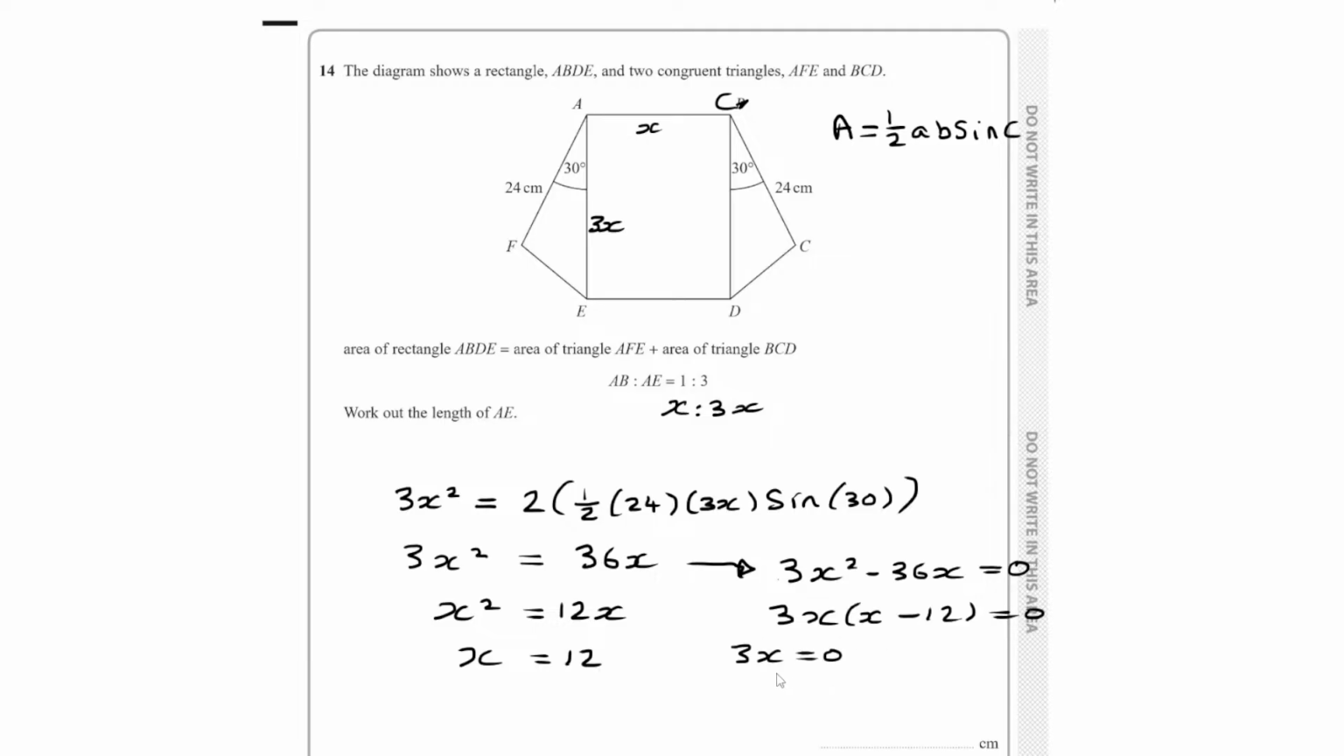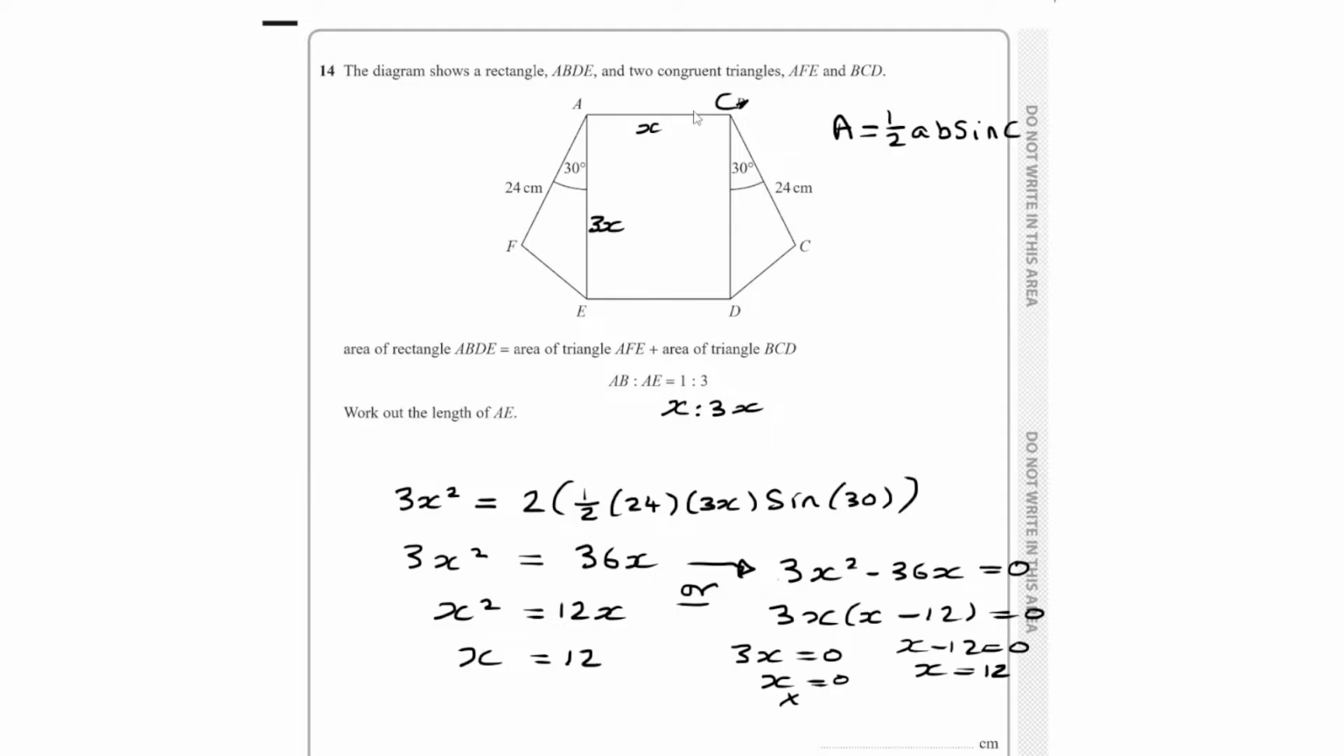Technically, 3x is 0, so x is 0, which it can't be because it's a side length, so that one's just invalid. Or x minus 12 is 0, so x is 12. You could do it that way. You could do it either of these two ways, whichever one makes sense to you. This is an either or scenario, but either way you get x is 12.